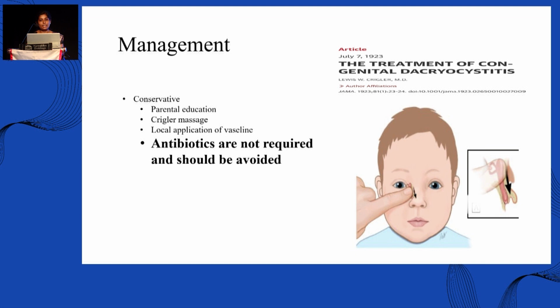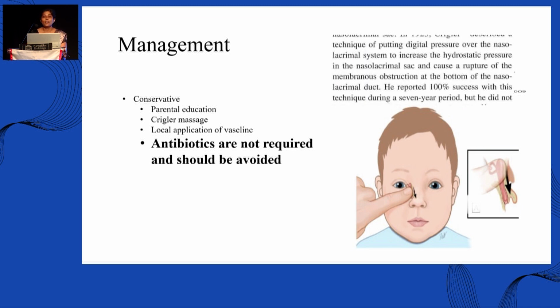So Kriegler mentioned in his article, according to his 7-year study, that he had a 100% success rate with the massaging. Without any intervention, the child gets better by the age of 1 year. Then for the periocular excoriation, we can ask parents to apply Vaseline or paraffin material. Then regarding antibiotics, we don't have to use antibiotics if the child is having a white eye with epiphora.